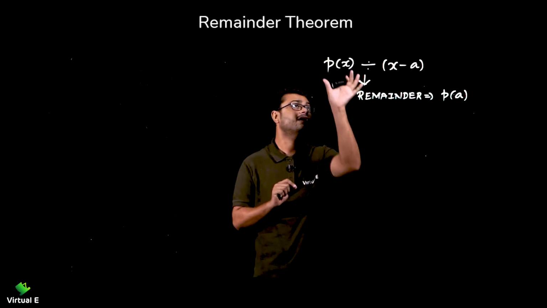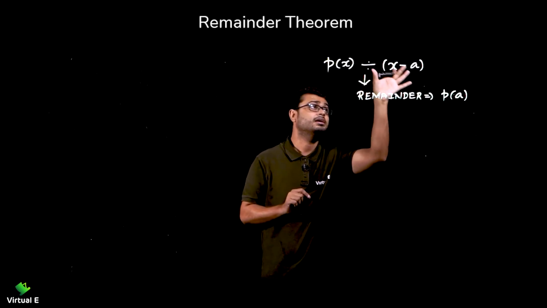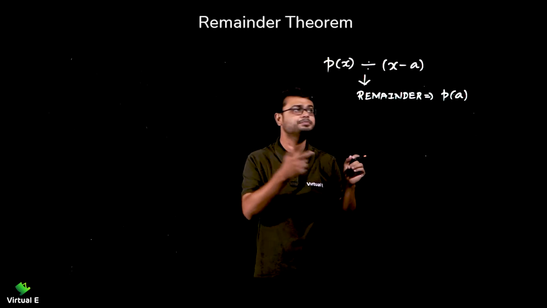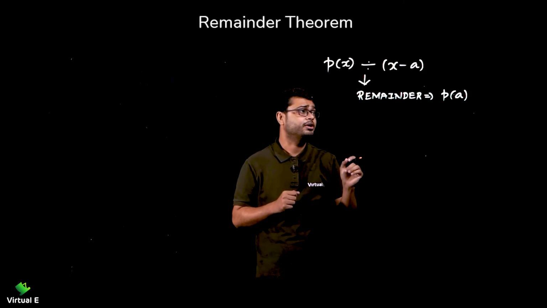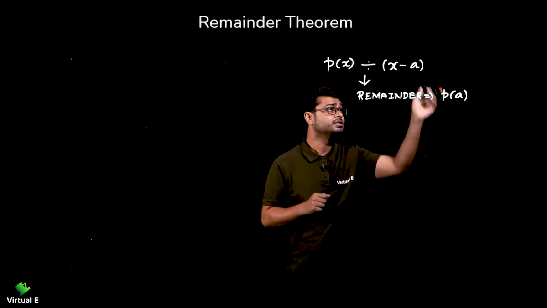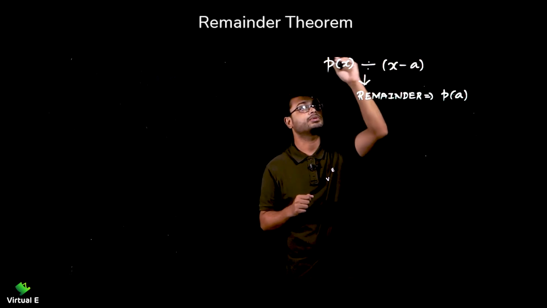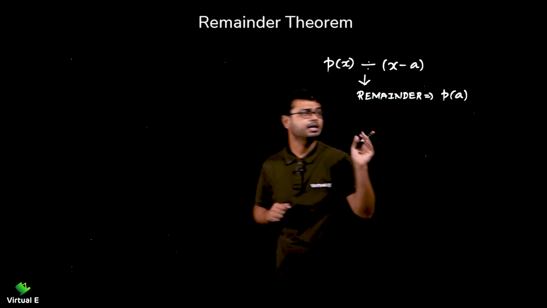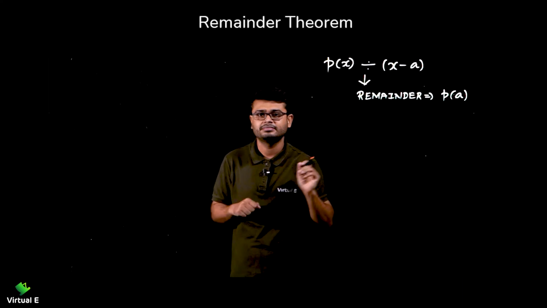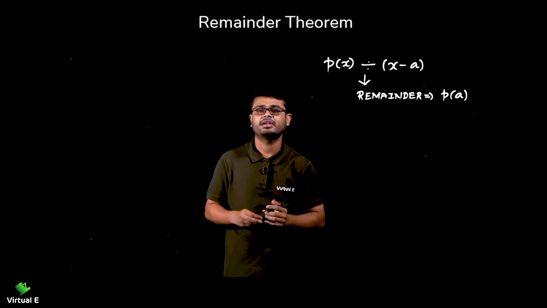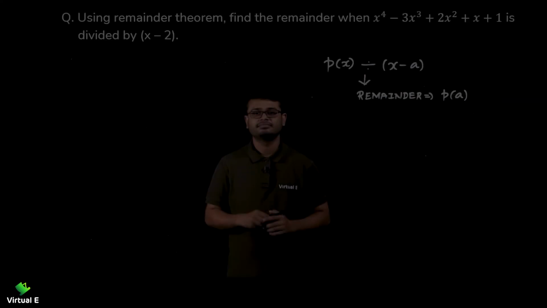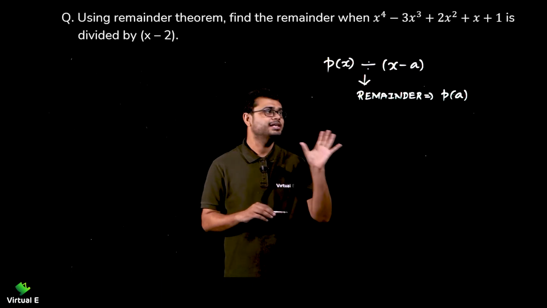It's simple. You have one polynomial, divided by another smaller polynomial of lesser degree. If you want to get the remainder, substitute that value of a into the polynomial, and whatever the answer is will be your remainder. So this is all the remainder theorem is about. Now let's do one question to understand this theorem.